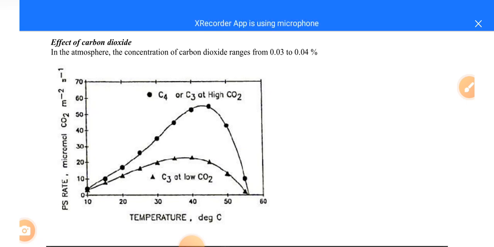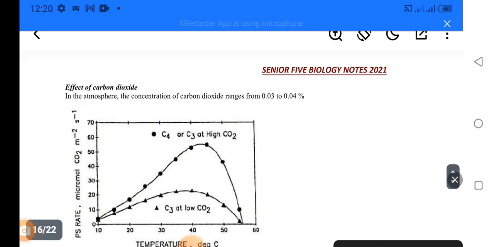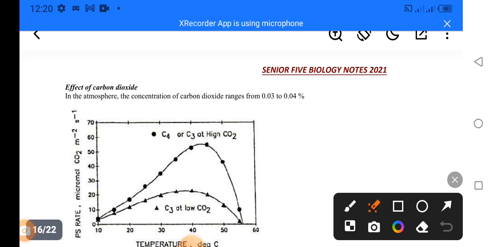So that's the concentration of carbon dioxide which is in the atmosphere. We are saying that it varies between 0.03 to 0.04%. Now when we look at that graph, we are seeing that down there we have temperature, and this side up we have what we are calling the photosynthetic rate, that is the PS rate, in micromoles, against carbon dioxide concentration.